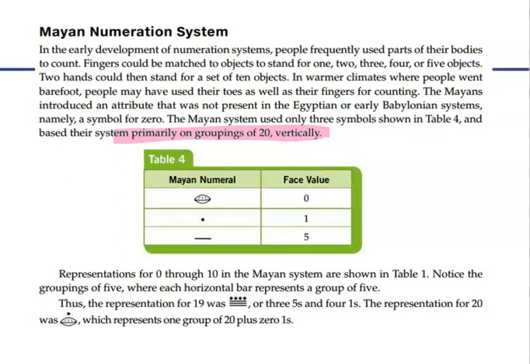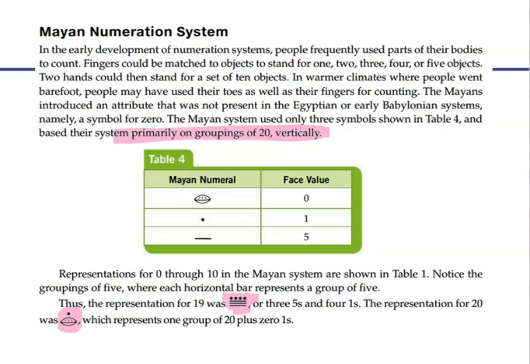So thus, the representation for 19, look at that. So notice we have 3 bars. Now remember, the bar is 5, so I'm highlighting what I'm looking at here. The 3 bars would make it 15, and then 4 dots. So that makes sense that that's 19, right? It says the representation for 20 was the 0 symbol, and then a dot above it, and you're thinking, what in the world? So this is this vertical representation.